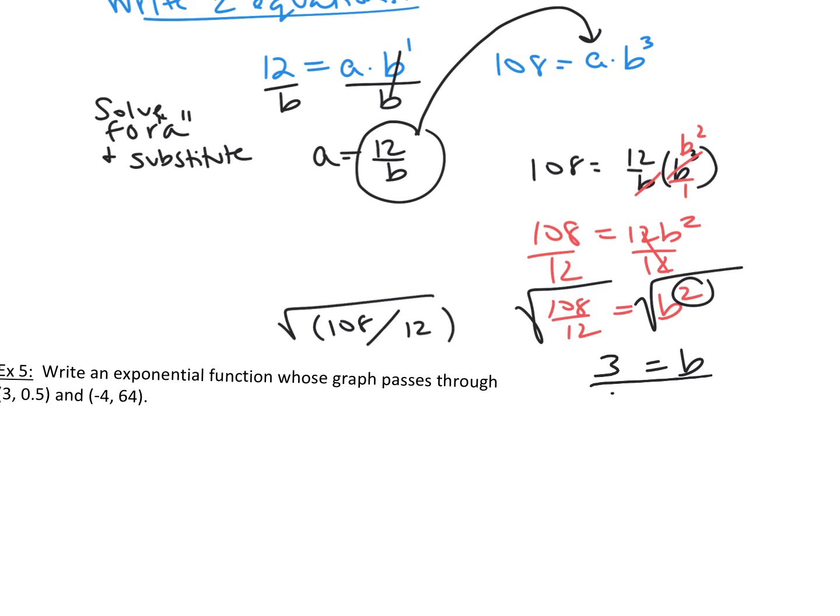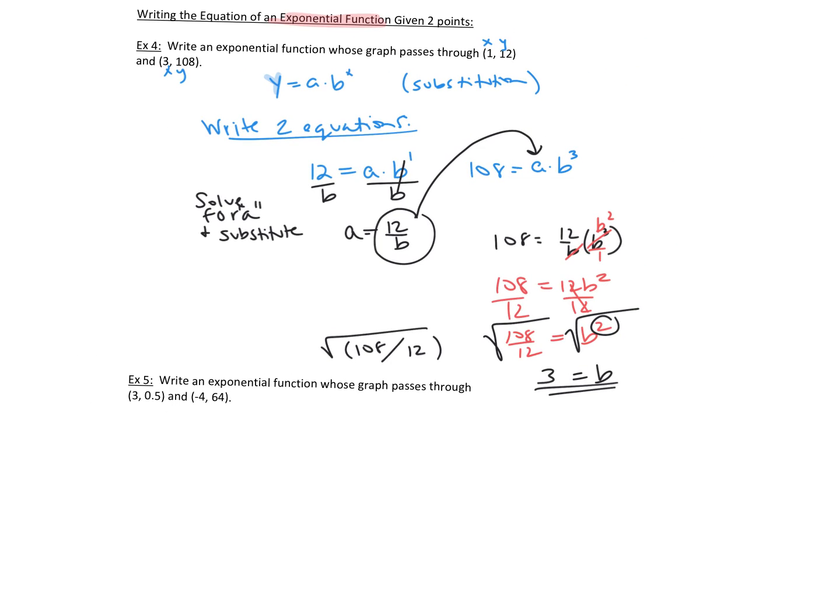So once you have your b value, you can now go back into either of your equations to solve for a. So I'm going to go back into my first equation. I'm going to say 12 equals a times, and I know b is 3 now, to the first, which is just 3. So I'm just going to divide by 3. A is 4. And now I can write the equation using the values of a and b. So my final answer is y equals 4 times 3 to the x power.